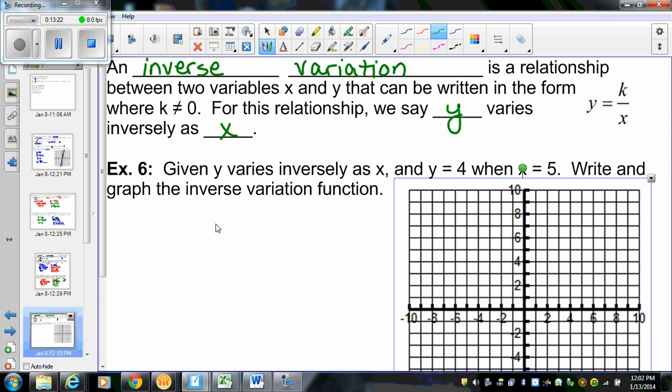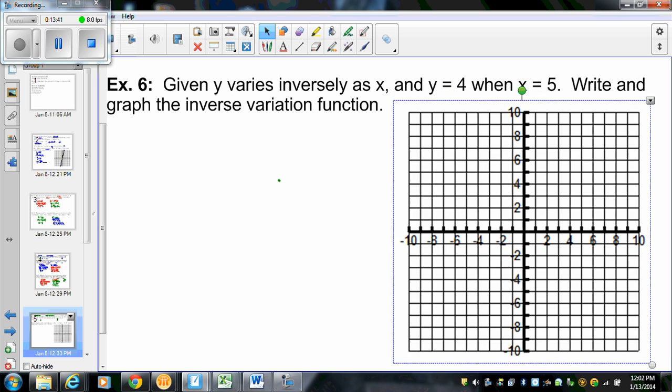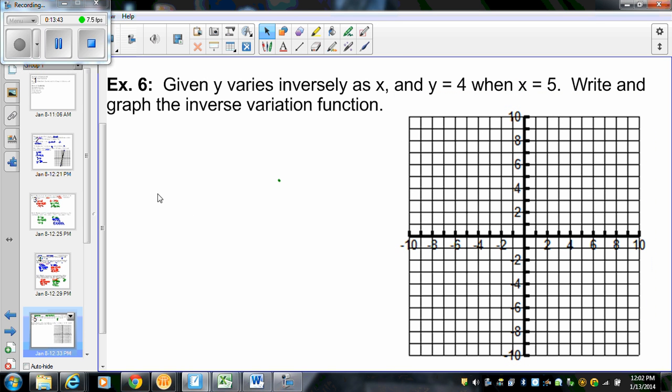For example, time spent playing video games and your grade in the class. The more time you spend playing video games, the lower your grade in this class is probably going to get. That kind of thing. So let's look at just a situation with some numbers here. It says, given that y varies inversely as x and y is equal to 4 when x equals 5, write and graph the inverse variation function.